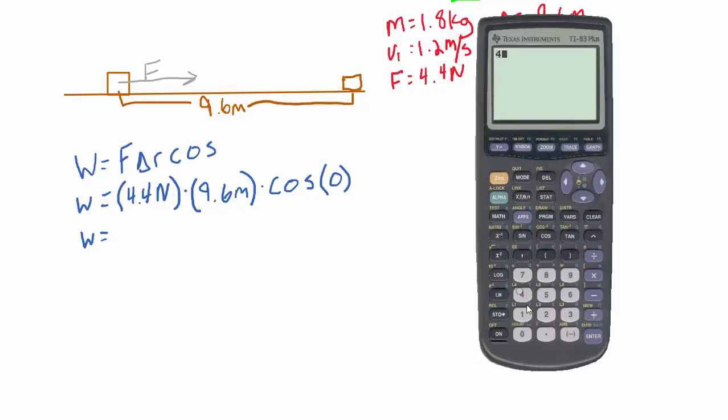So the work done will be 4.4 times 9.6 times the cosine of 0, which gives us work done was 42.24 joules.